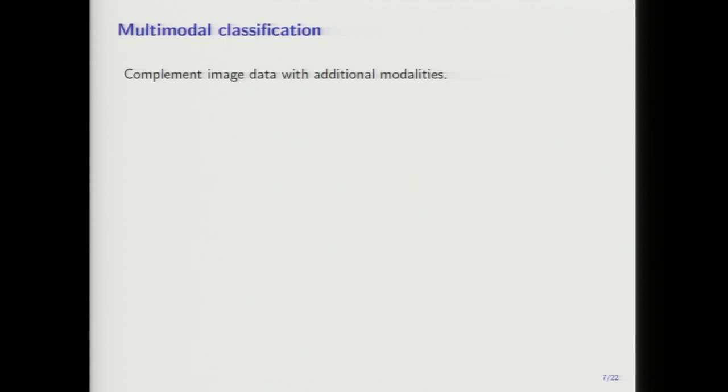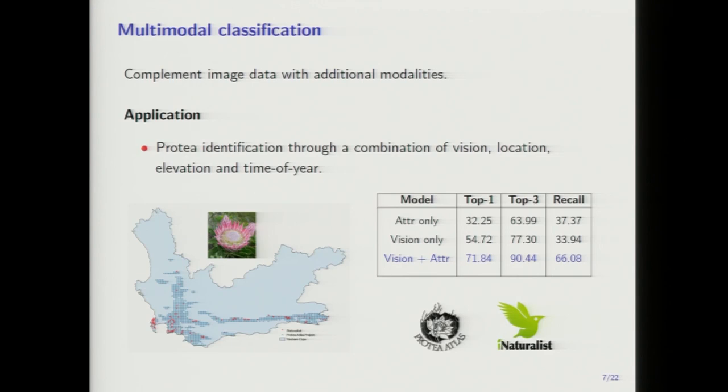Of course, what you can also do is complement the image data with additional modalities. So here's an example of a project we're working on to classify proteas. In the Western Cape, we have this amazing biodiversity called the fynbos, and there's something like 180 species of proteas, but they're very hard to identify. Sometimes two different species look more visually similar than examples from the same class.